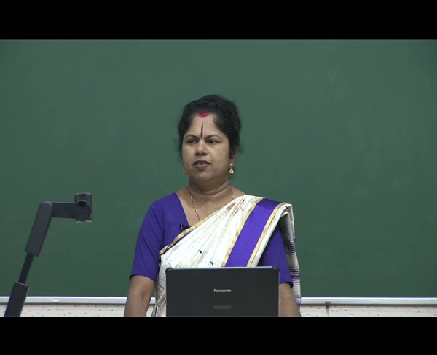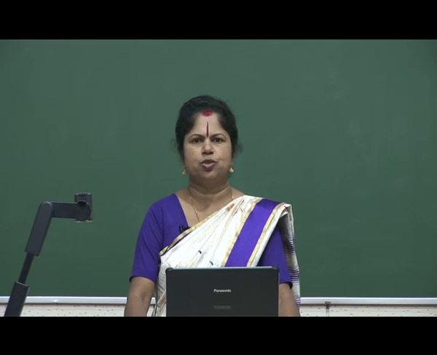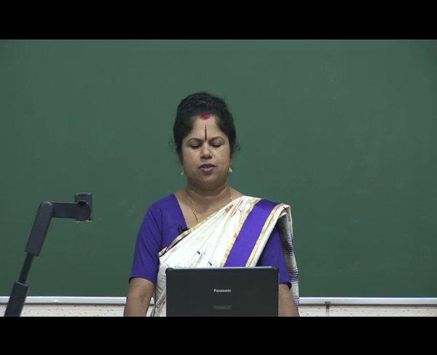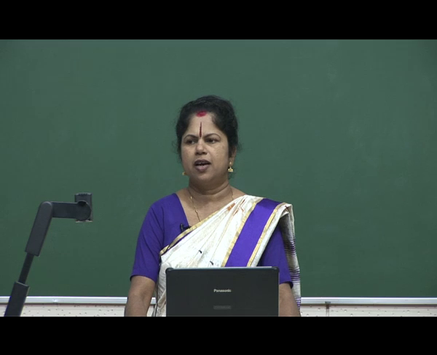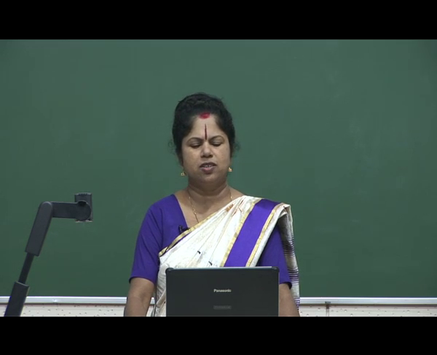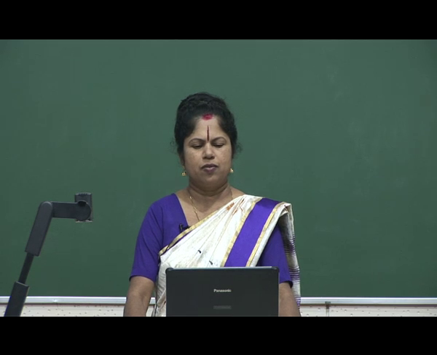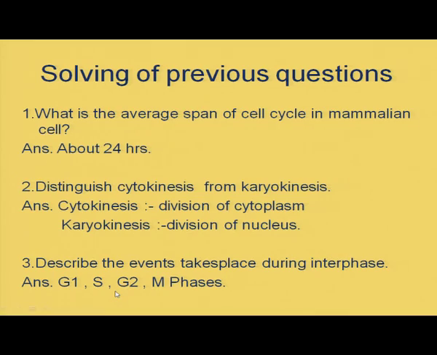In the last session, I gave you some questions to think about and respond to. Now, you can verify your answers. What is the average span of cell cycle in a mammalian cell? Here you can check your answer: about 24 hours. Now, see the second question.